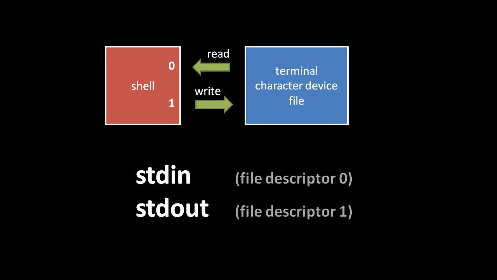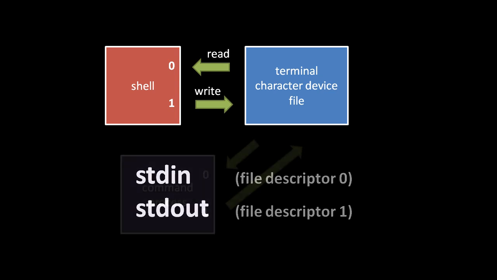Recall that by convention in Unix, processes expect to inherit two standard open file descriptors. File descriptor 0, which we call standard in, for reading from a terminal, and file descriptor 1 called standard out for writing to that same terminal. Your shell is no exception, so it should both have standard in and standard out.